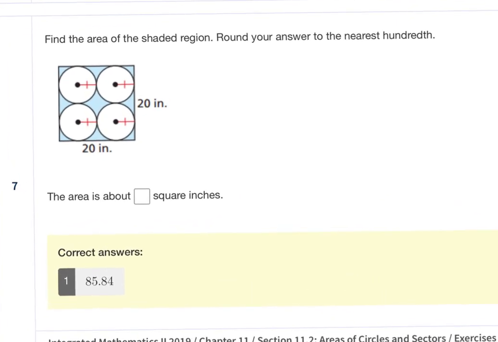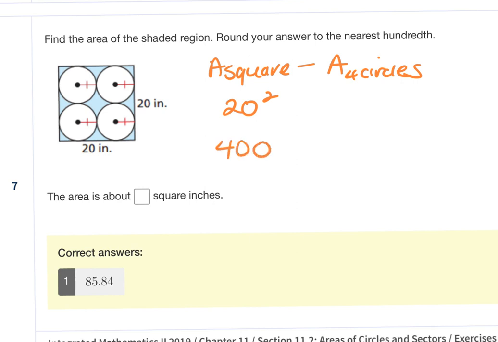All right, this one said find the area of the shaded region. So the big shape that you are then subtracting the circles from is a square. So I'm going to find the area of the square, and then I'm going to subtract from it the area of the 4 circles. Area of the square would be 20 times 20, or 20 squared. That's 400. And then if this whole thing is 20, half of it would make up the diameter of one of the circles, which would be 10.